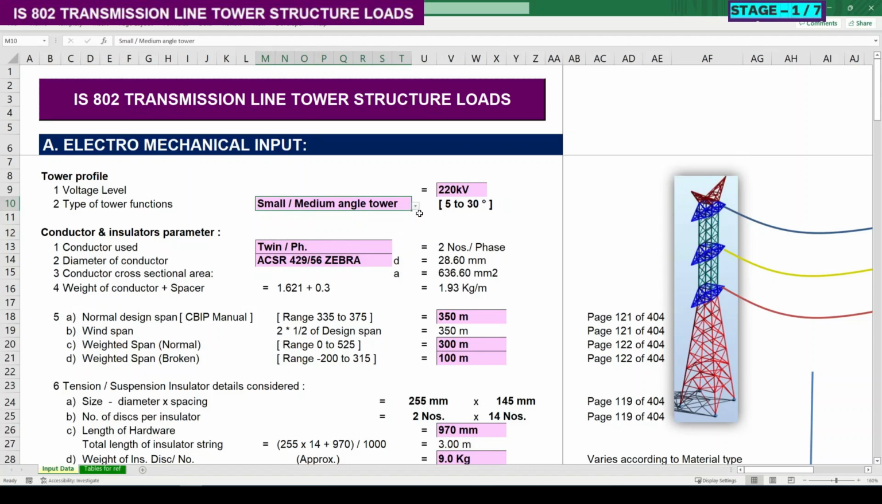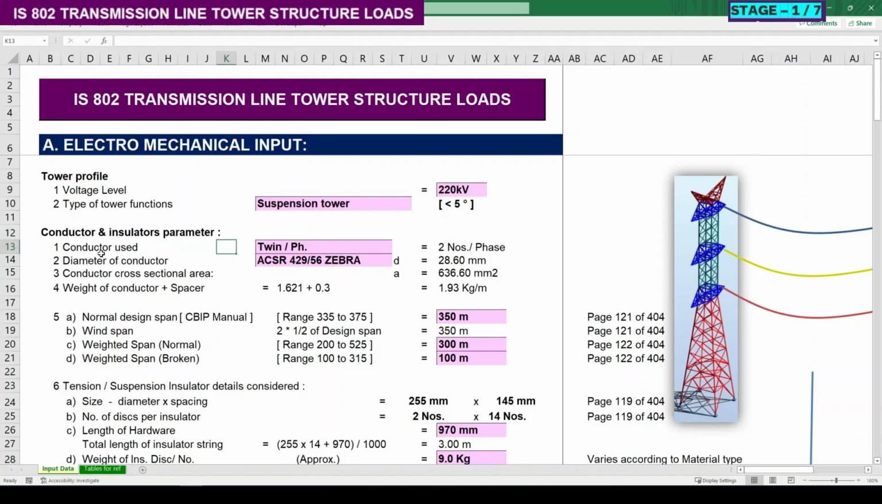These small, medium angle and large angle towers are to be considered as tension towers. This type of tower and functions you can see in our previous video about the design philosophy of transmission line towers. Those video links are also provided in the description. You can have a look before going into this electromechanical input.